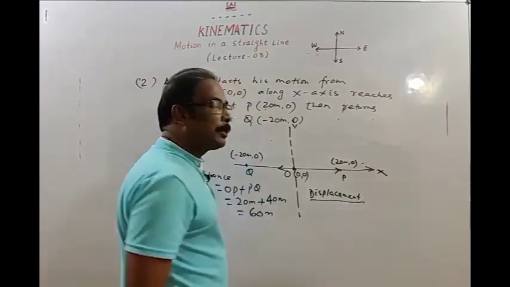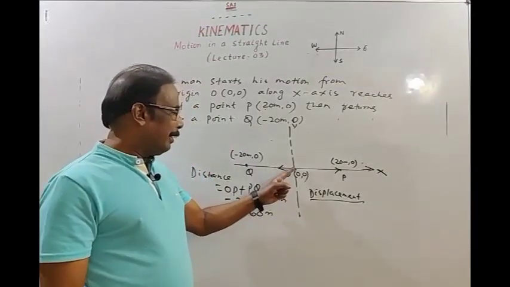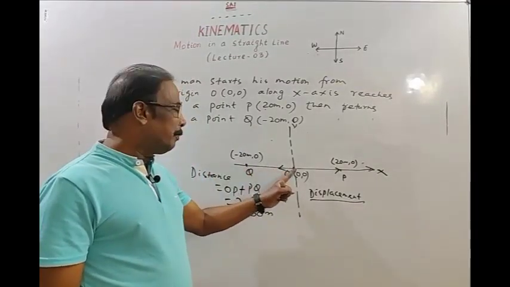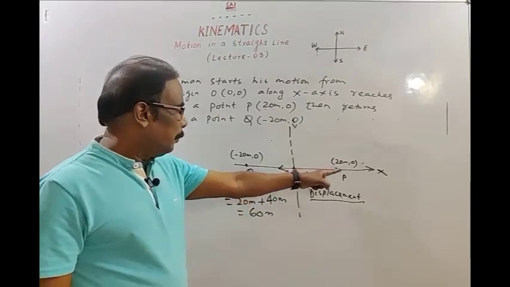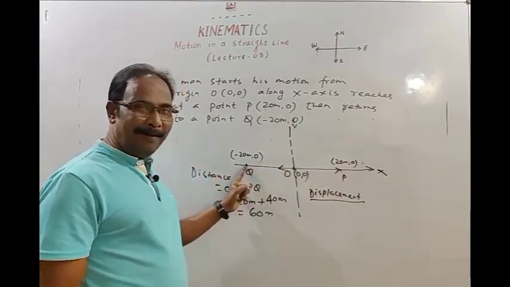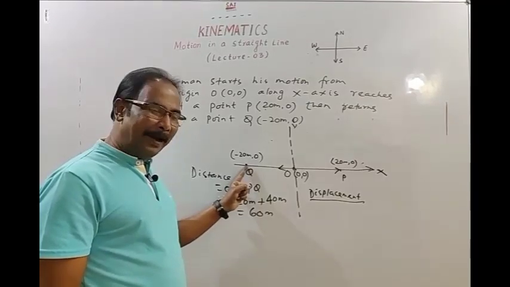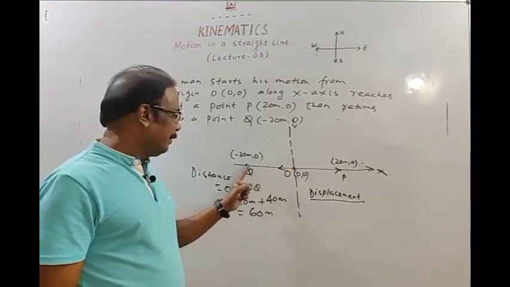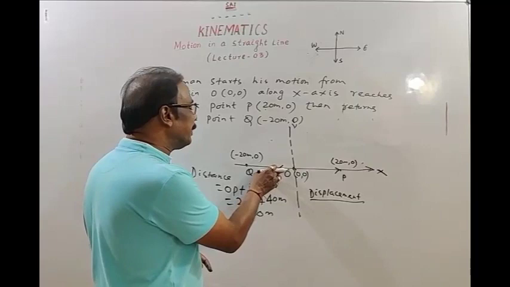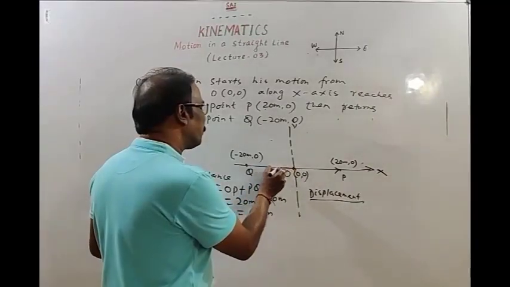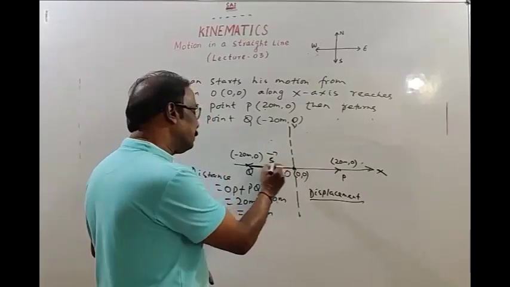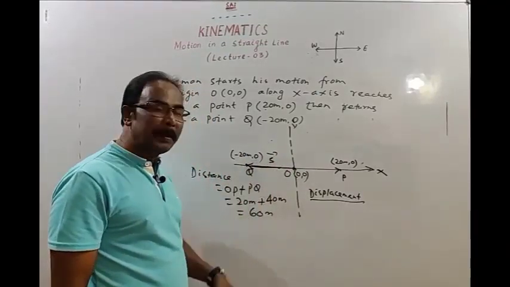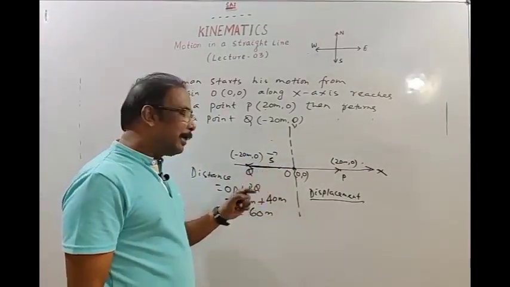as we know, is the shortest path directed from the initial to the final position. The man starts his motion from the origin, goes to point P and finally returns back to point Q. So O is the initial position, Q is the final position, and the direction is from O to Q. This is the resultant displacement, from O to Q. The length of OQ represents the magnitude of the resultant displacement.